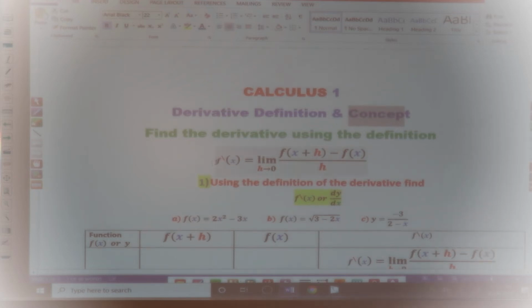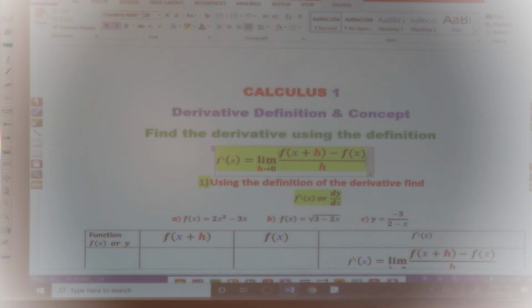This is the definition of the derivative. You see that? F prime of x equals the limit as h goes to 0 of f of x plus h minus f of x, over h. Now, I'm positive your teacher discussed the limit, and I'm going to post some videos about the limits later on, next week or the week after. But for now, let us focus on the derivative.